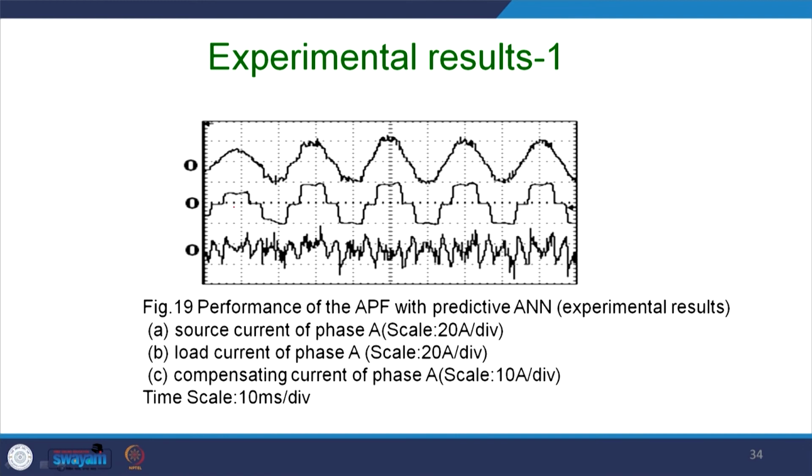So, this is the same waveform with the experimental results that you will get with the ANN based predictive method, and also you can expect almost the same kind of data with the active method. So, for this reason we require to have a tuning.